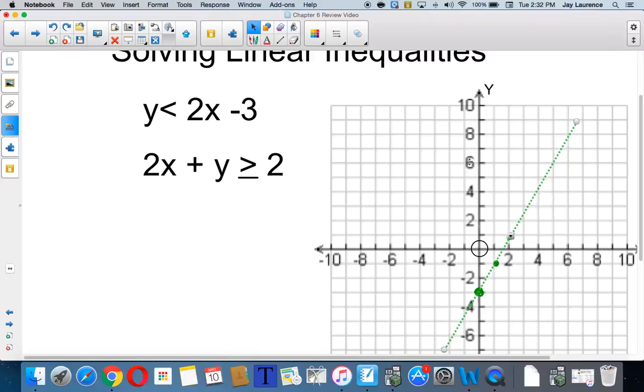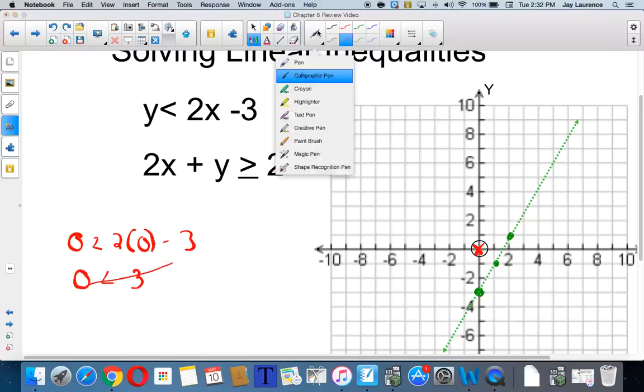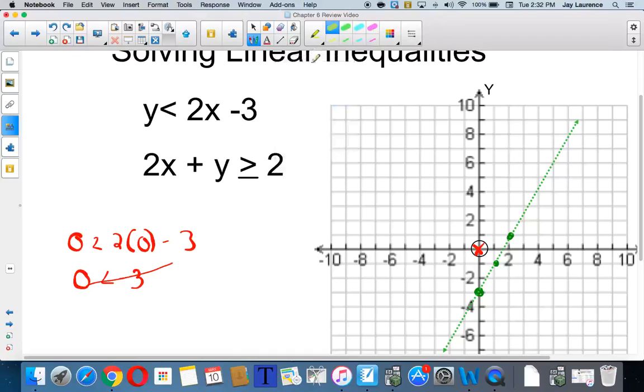Now, there's another thing I have to do. I have to check for shading, right? Because the inequality always has shading in it. So I'm going to put a test point. And since the line is not going through the origin, I'm going to use it as my test point. So y is 0 is less than 2 times 0 minus 3. So that means 0 is less than negative 3, which is a false statement. Not true. So I am going to shade the other side of the line.